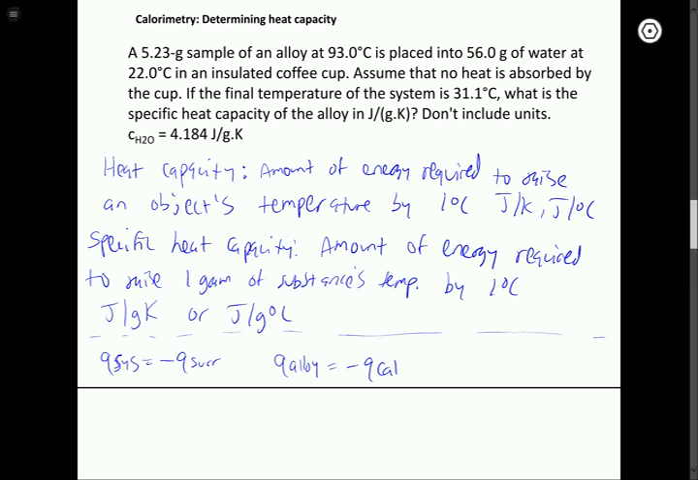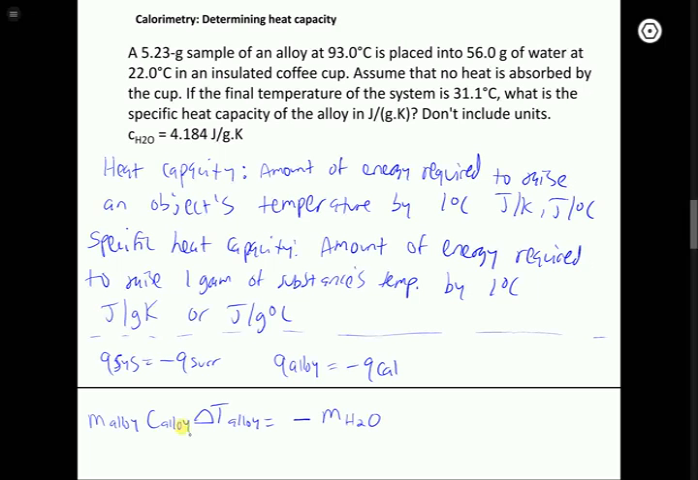Alright, so we have this equality here, and for both of these heats, we're going to use MC delta T. So the mass of the alloy times its specific heat capacity times its change in temperature is equal to the negative of that quantity for the water, for the calorimeter, which is the mass, in this case, of water. So our calorimeter in this case is filled with water. We're only told anything about the water.